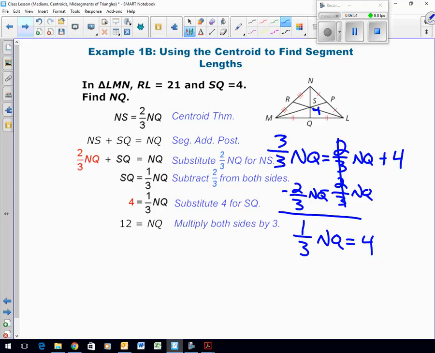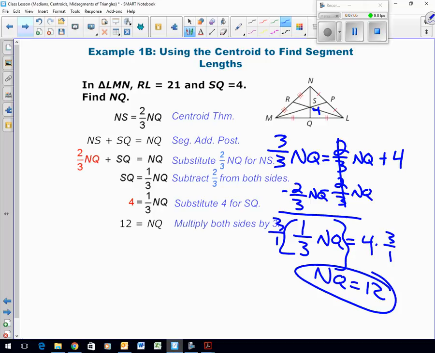At this point, you can divide both sides by 1/3, or you can multiply by the reciprocal. That's how I get NQ. It's 12. The toughest one I can give you. No, they're not all that tough at all, but I wanted to show it to you, to show you how you can work it out. It is possible. It's kind of complicated, but it's possible.